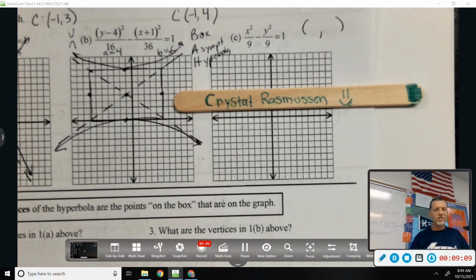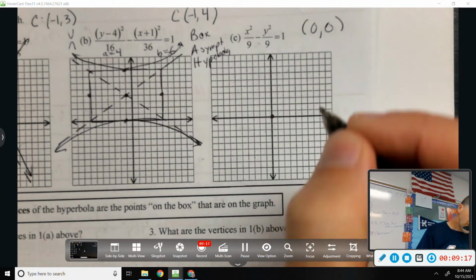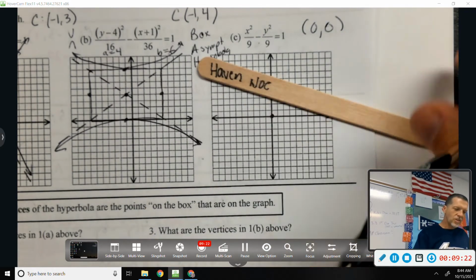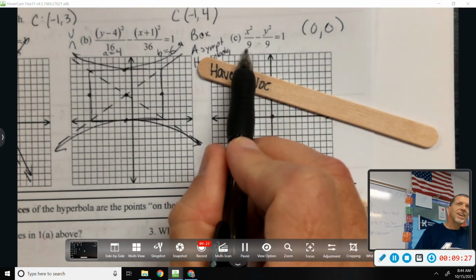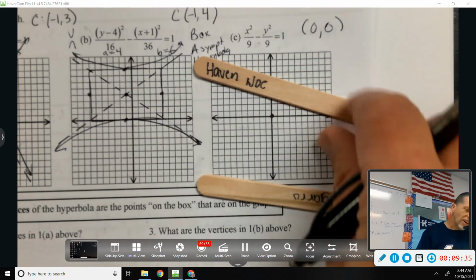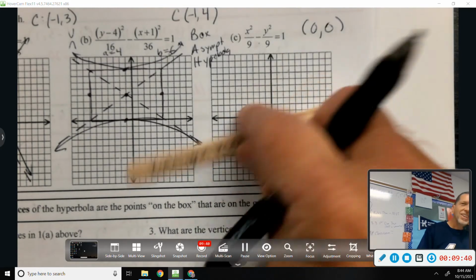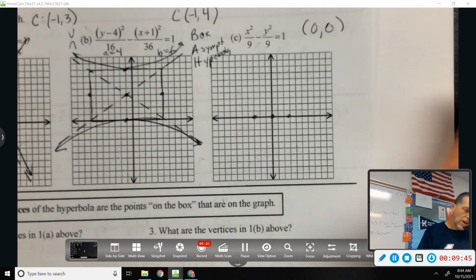Crystal, how about the center of number C, letter C? 0, 0. It's not vertical. Well, careful. Yeah, because it's not a vertical hyperbola. So, Haven, what do I do with this 9? Okay, so am I going to go left and right 3 or up and down 3? Left and right 3. Yes. Caitlin, how about this 9? What do I do with that? Up and down 3.